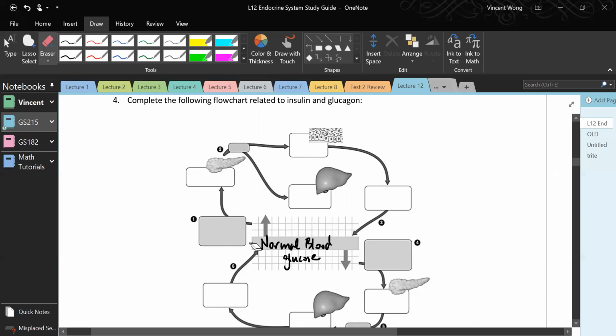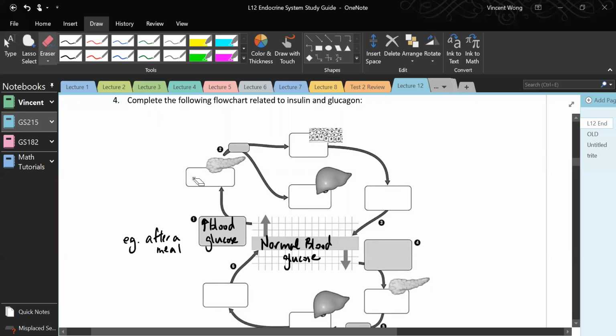So again, we have an increase in blood glucose. So that could happen when you have a meal, right? For example, after a meal, any meal, it doesn't even have to be high in carbs. It could just be a normal meal, starchy stuff, right? That would bring up your blood glucose. It doesn't have to be sweet necessarily.